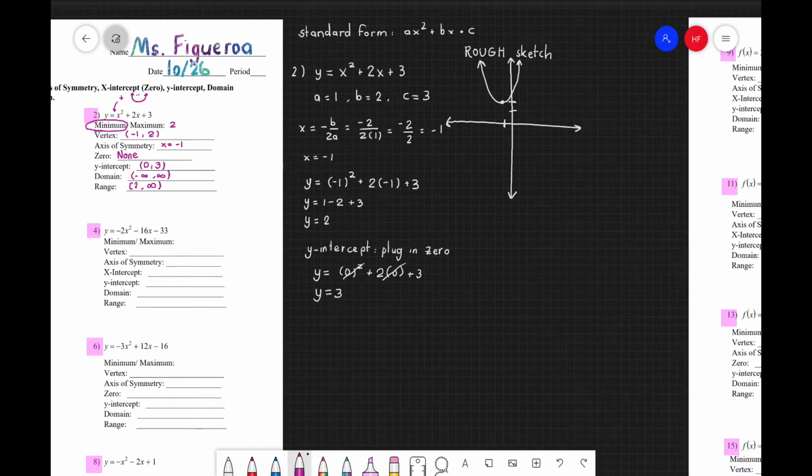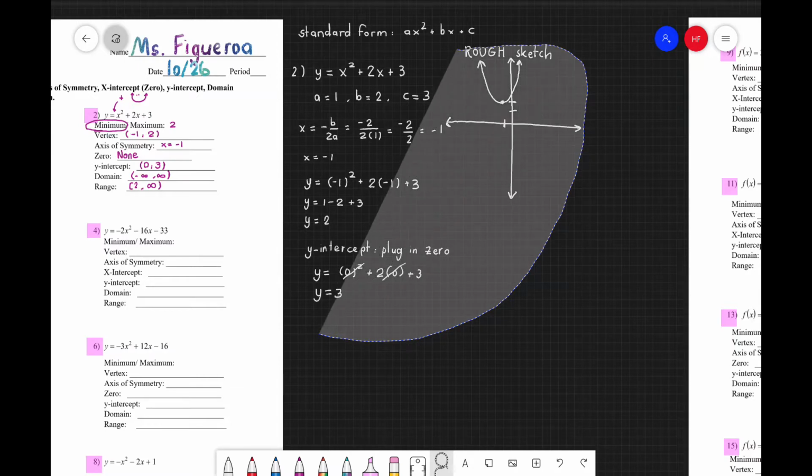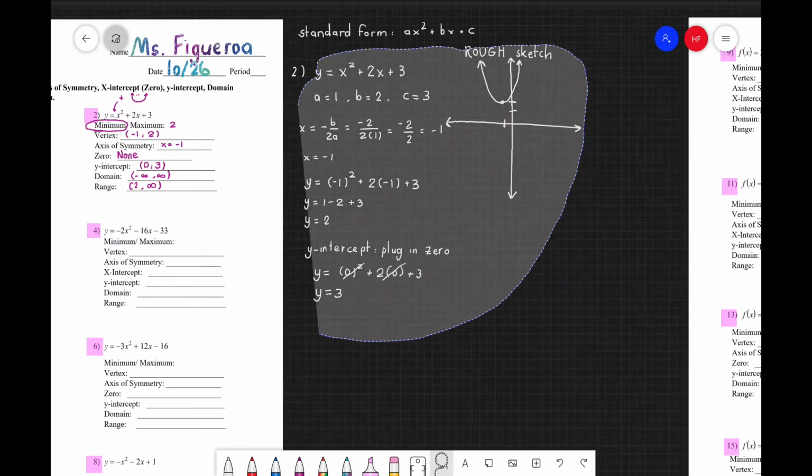Now on number 4, I have -2x squared minus 16x minus 33. So I'm going to get rid of all this so I can have enough space.